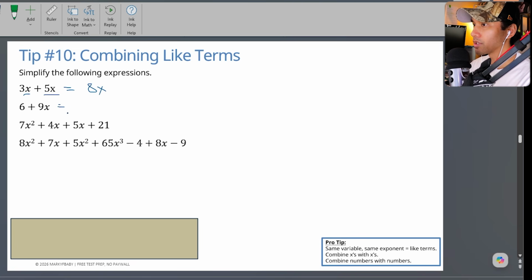This is reduced to its lowest terms because the 6 cannot add with the 9x because it has an x with it. So what this looks like is 6 plus 9 times x. That's what this looks like, and we can't reduce that. It just becomes 6 plus 9x. That's it.